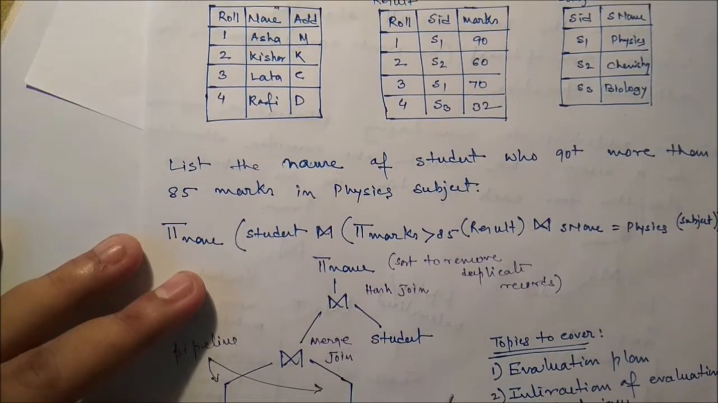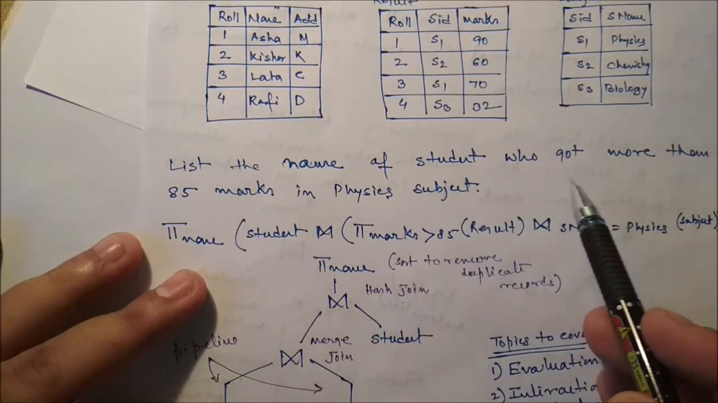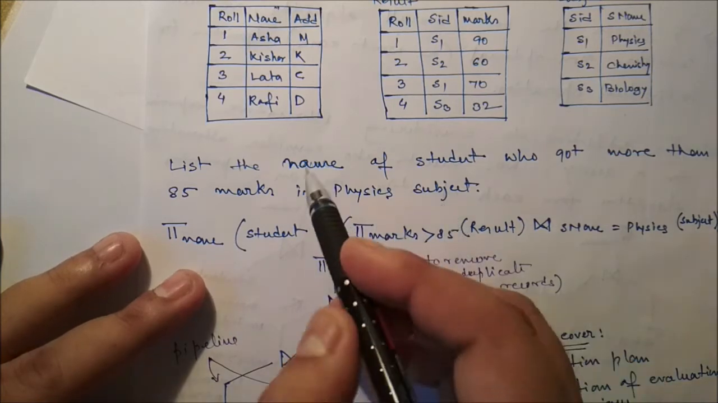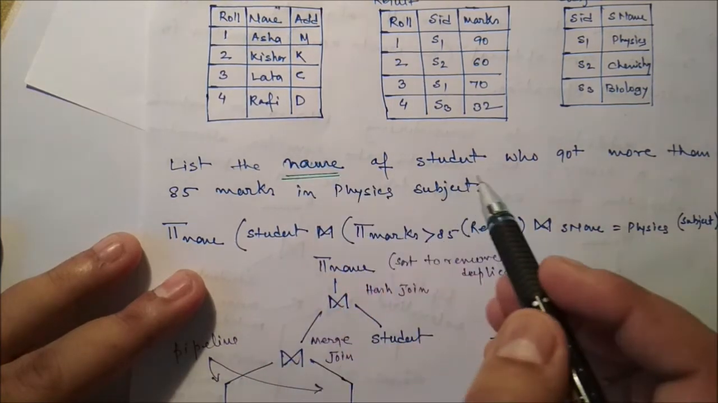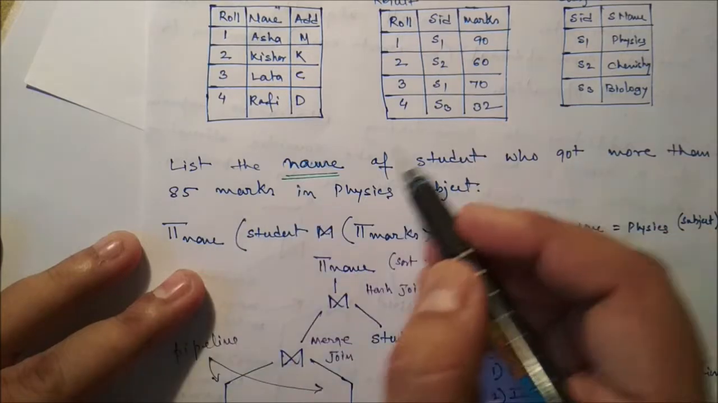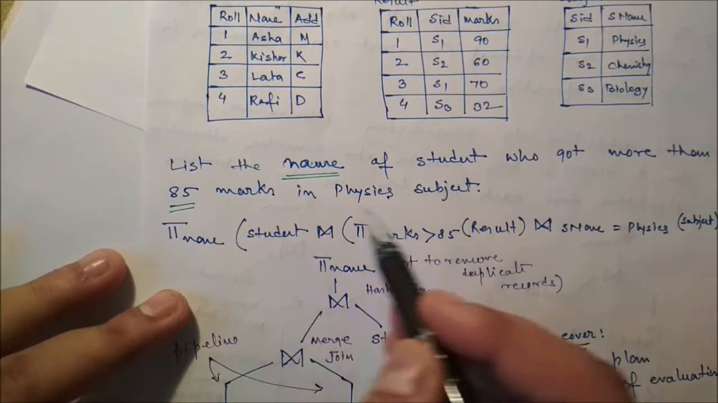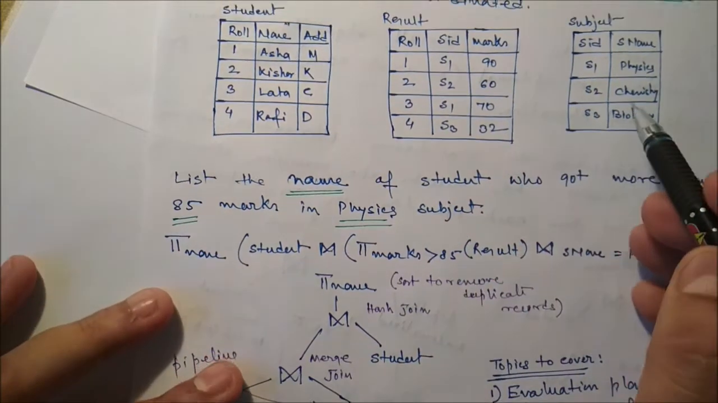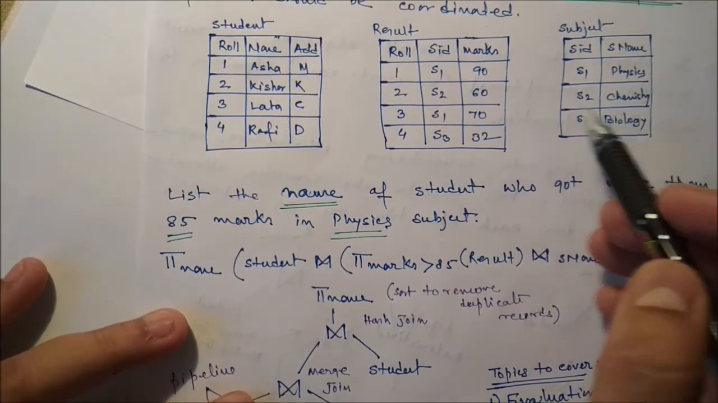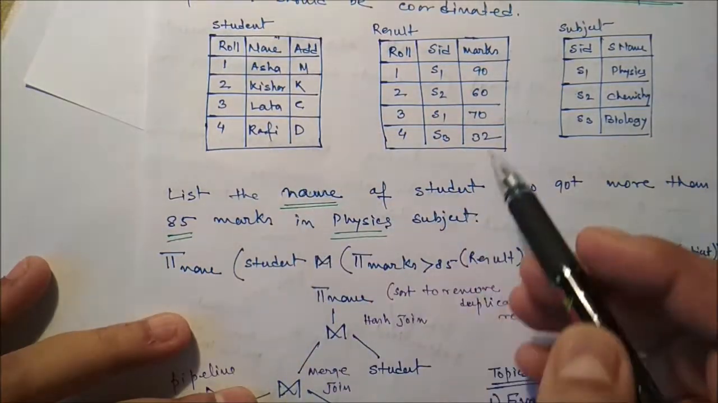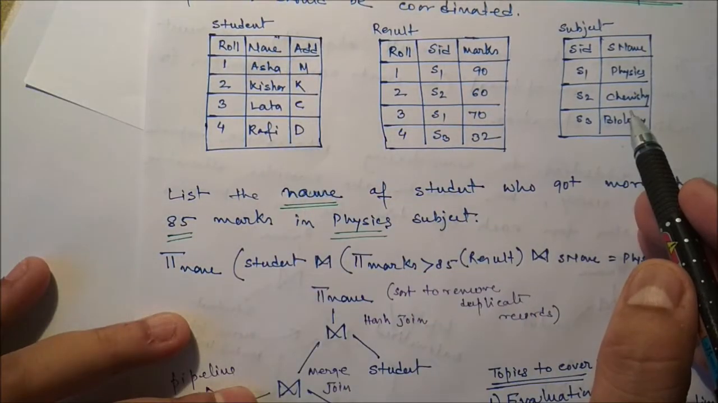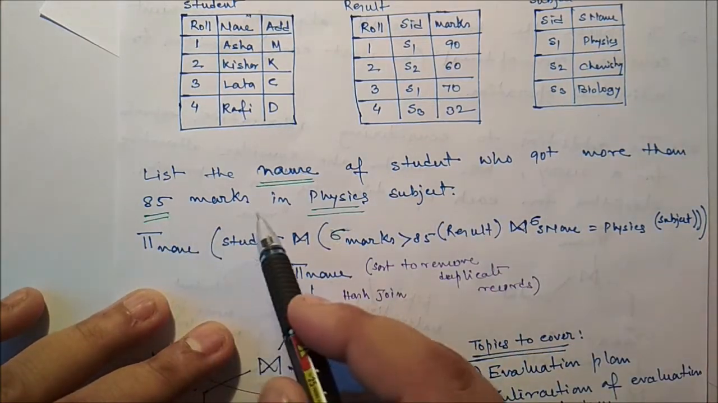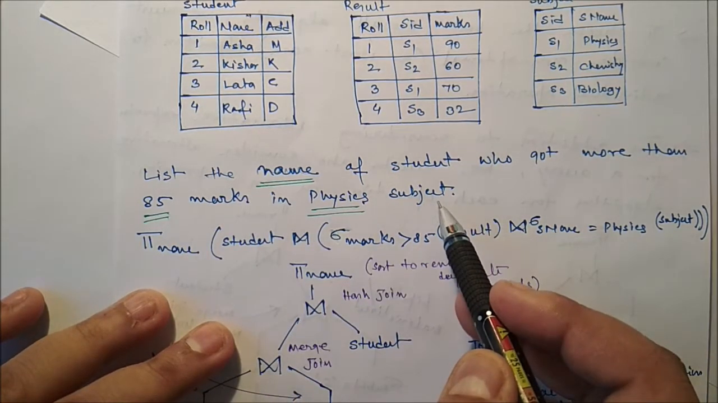Now here the query: list the name of the student who got more than 85 marks in physics subject. So we need the name, where the conditions are marks more than 85 and subject is physics. Marks is in this particular table, subject name is in this particular table, but we need the name. So definitely we have to merge these three tables.